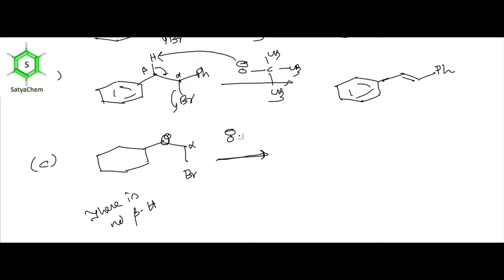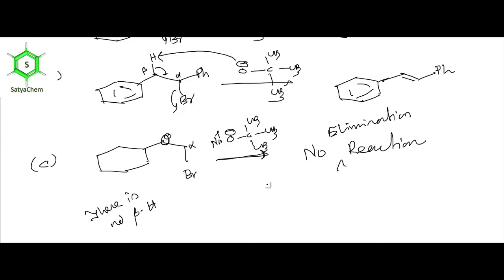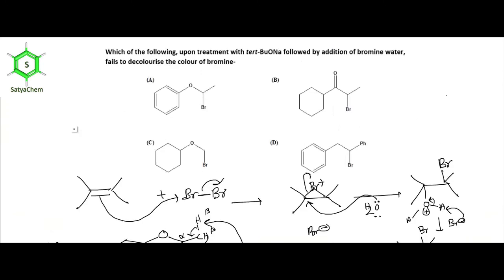So in the presence of sodium tertiary butoxide, there is no beta hydrogen for tertiary butoxide, so there will be no reaction, no elimination reaction. So this compound cannot decolorize the color of bromine water. So option C is the answer.